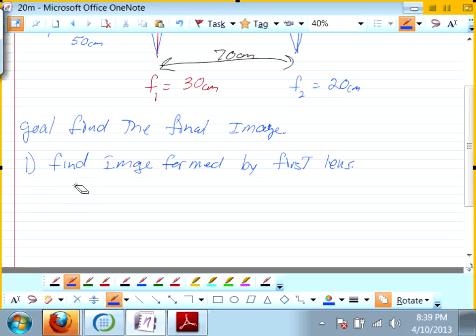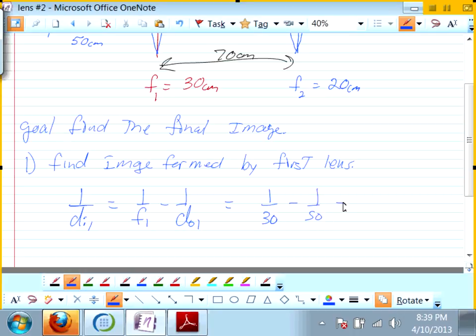Since we've got two lenses, we want to talk about finding the image from the first lens. 1 over di1 is equal to 1 over f1 minus 1 over do1. So 1 over 30 minus 1 over 50, which implies that di1, our first image, is at 75.